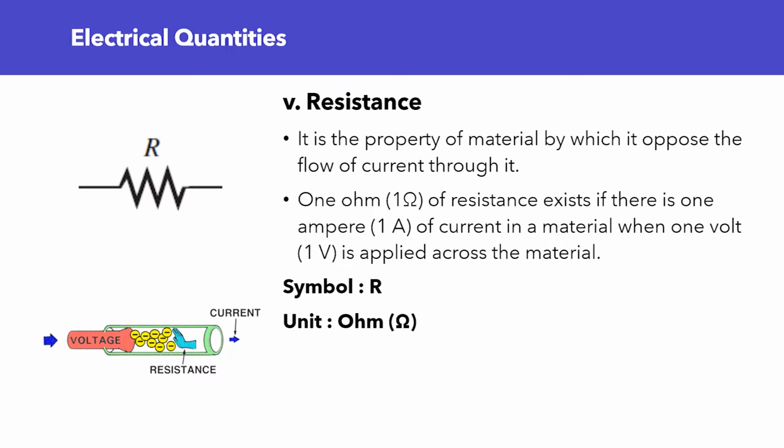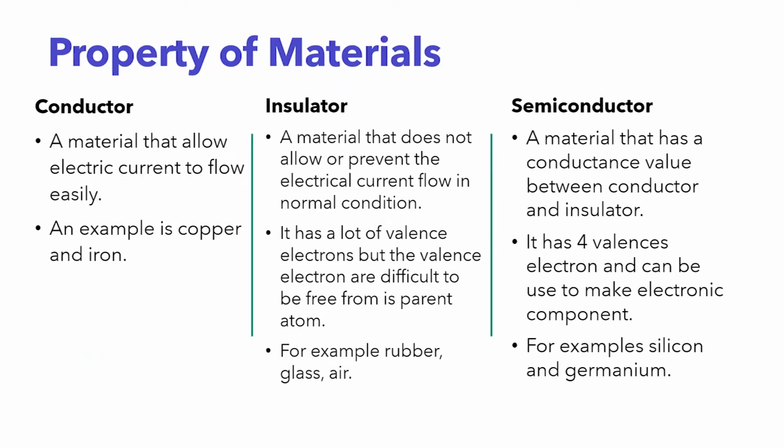Okay. The symbol for resistance is R and the unit is ohm. This is the schematic symbol for resistance. Resistance is related to resistivity. So before we go into what is resistivity, we look into properties of materials.